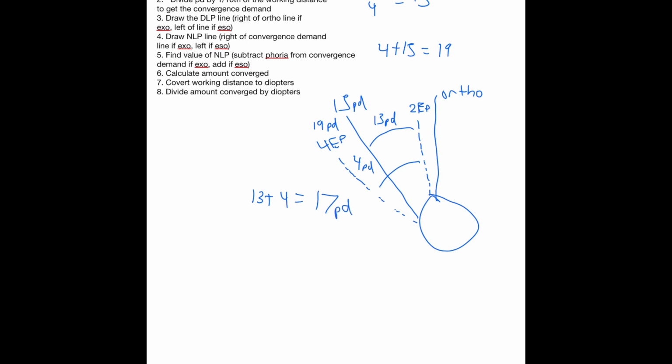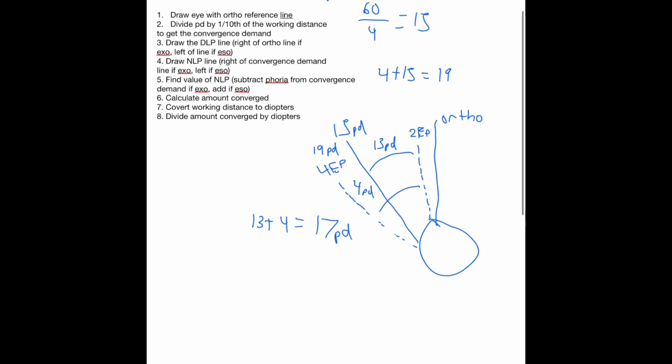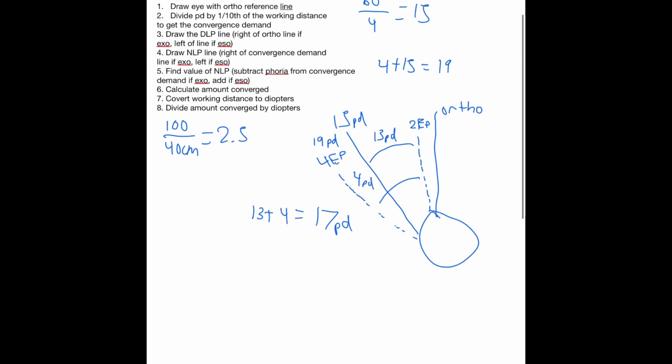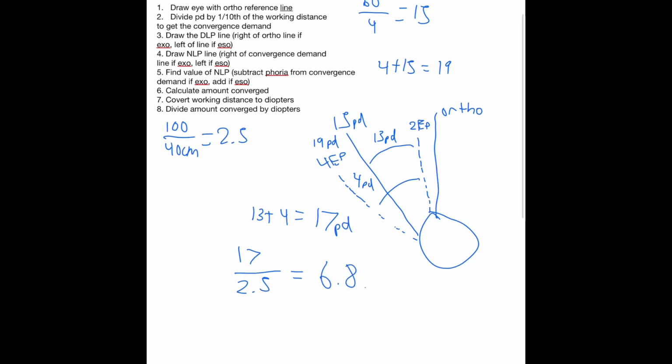Next, convert working distance to diopters. So our working distance is 40 centimeters. And then 100 divided by that equals 2.5. Okay, and then finally, we just take the amount of prism diopters converged, which is 17, divided by the amount of diopters, 2.5, and then we get our ACA, which is 6.8.